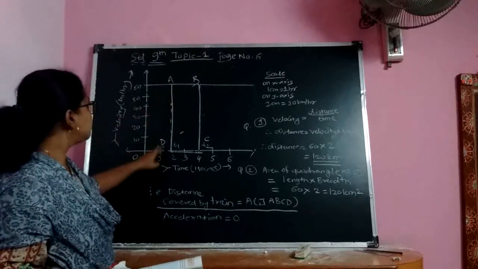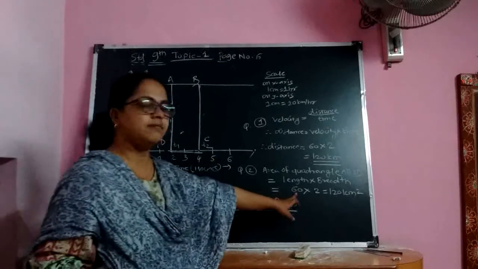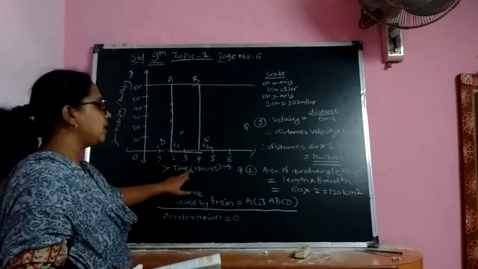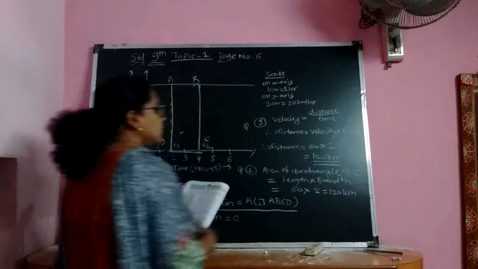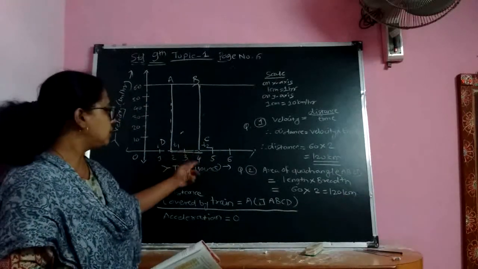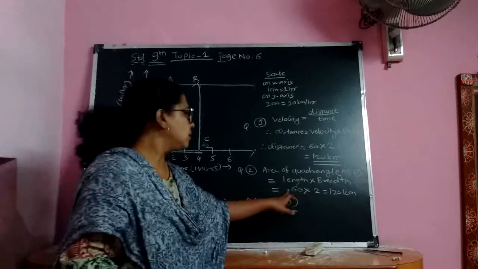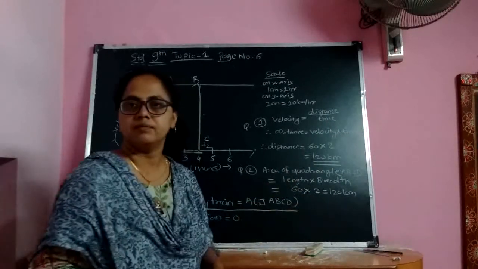So what is the length? You can see here, this is 60. You can take 60 km per hour, and this is time in hours. So this will become kilometer. Then what is the breadth? 4 minus 2, that is 2. So you can take 2 here. 60 into 2, you will get 120 km.